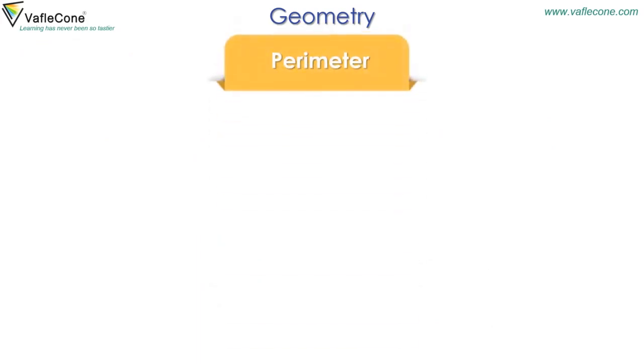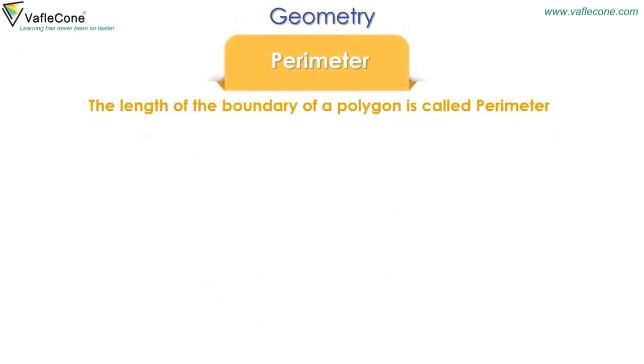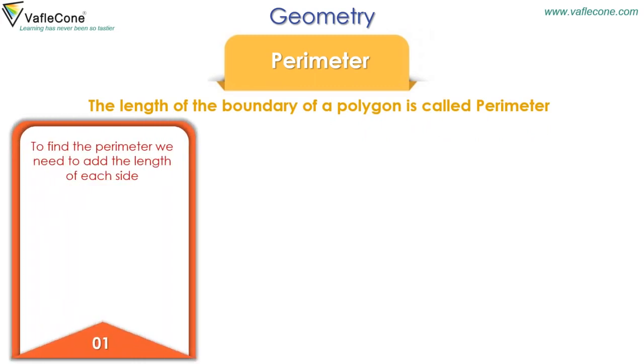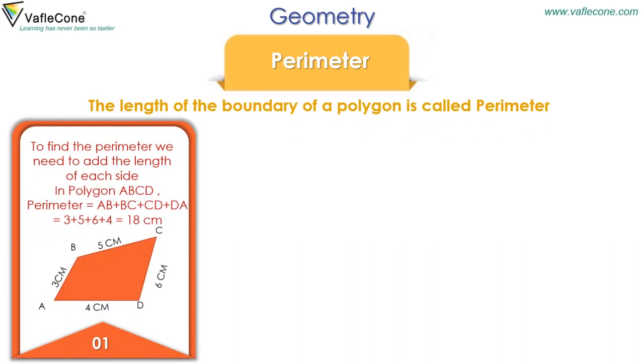Perimeter. The length of the boundary of a polygon is called perimeter. To find the perimeter, we need to add the length of each side. In polygon ABCD, perimeter is equal to AB plus BC plus CD plus DA is equal to 3 plus 5 plus 6 plus 4 is equal to 18 centimeters.